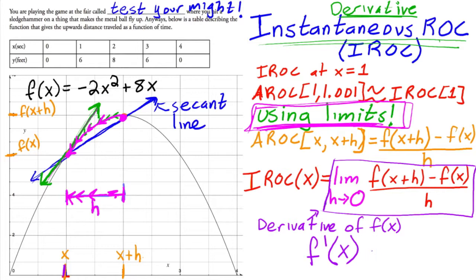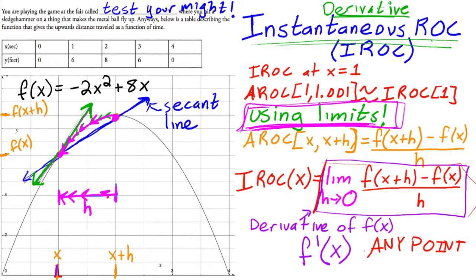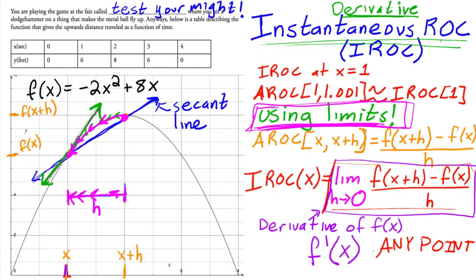But this guy then can be used to find the instantaneous rate of change at any point. Any point. So later we're going to spend a lot of time learning a lot of tricks to simplify this situation, this derivative formula. But for now, this is the idea, and it's really, really important to understand the idea of how this came about and where it's derived.